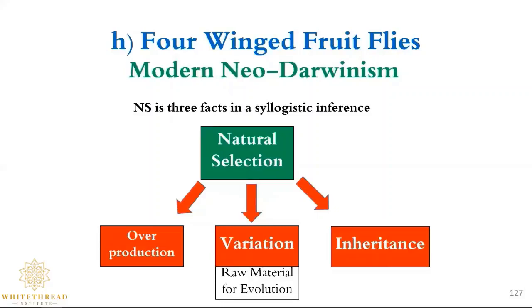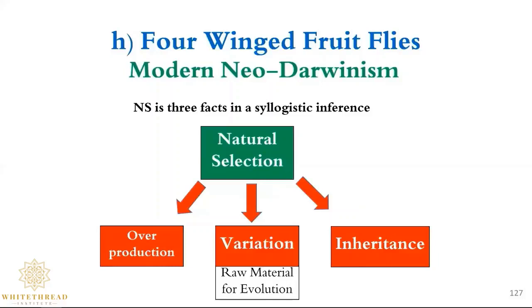And fact number three is that there is some principle of inheritance that operates in nature. In other words, at least some of the variation is inherited. So that's fact number three, the variation, some of this will be inherited to the next generation. So natural selection is three facts that we have just discussed in a syllogistic inference.